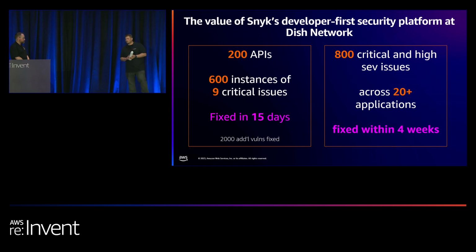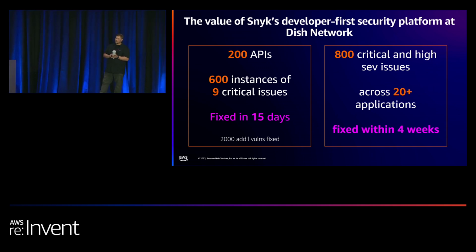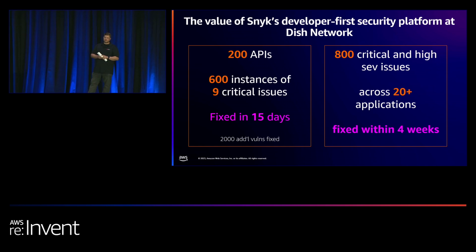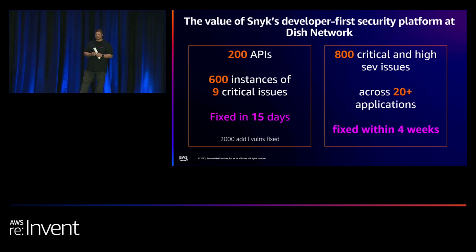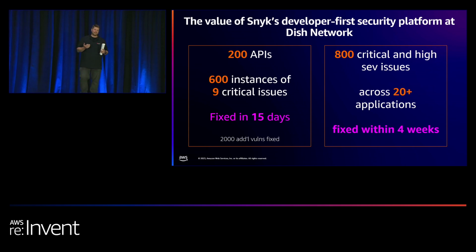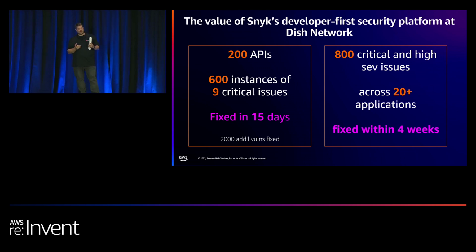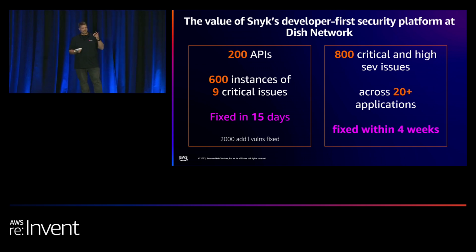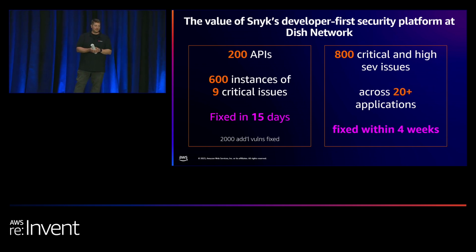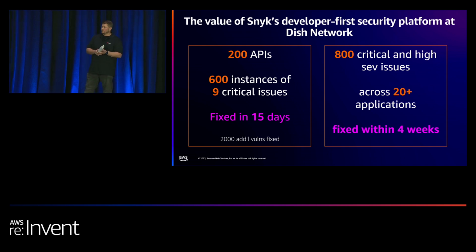Yeah, so two of the ones that jump out at me are, one of our development teams has over 200 APIs that they maintain, and within 15 days of having access to Snyk, they were able to fix 9 unique critical vulnerabilities. There were 200 instances of those 9 unique vulnerabilities. So within 15 days, they had used Snyk to detect it and fix it without a lot of guidance from security and push the fixes out. In doing that, targeting the critical stuff first, over 2,000 high severity vulnerabilities were fixed, just as a byproduct of doing the critical remediation.